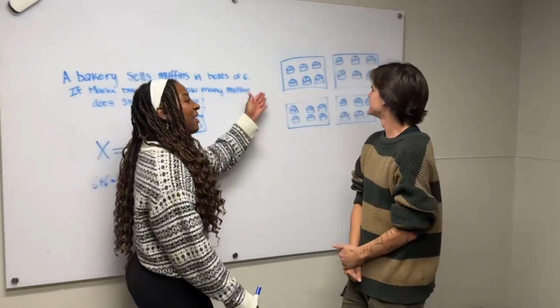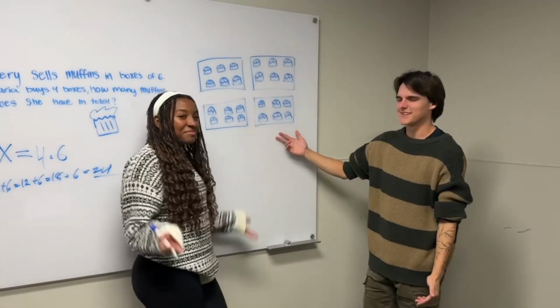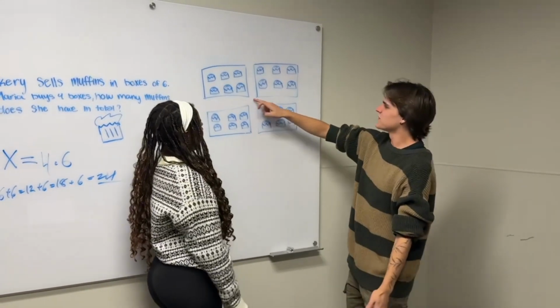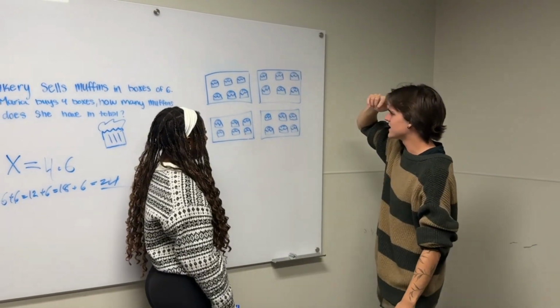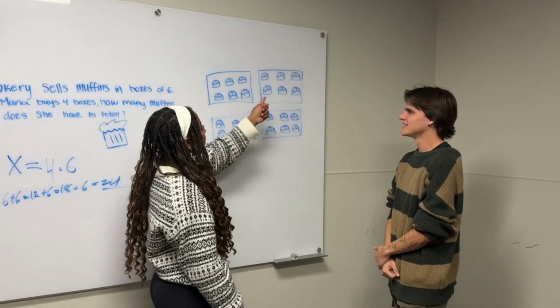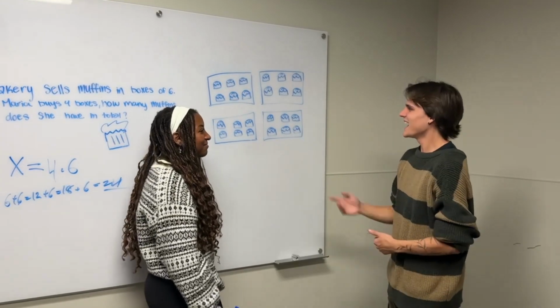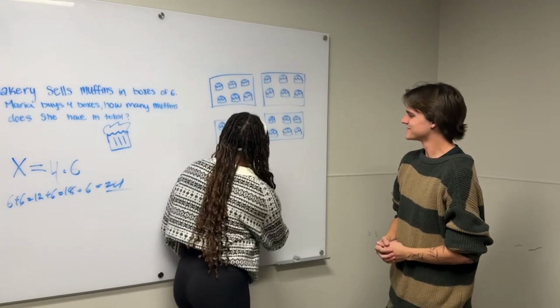Okay, let's work backwards and make sure we got it right. When did this get here? So these are the 4 boxes. Oh, and those are the 6 muffins in each box. Okay, I get it now. Yeah, it's really just addition. All we gotta do is count the muffins. Yeah, I get it. Yep, next time, don't stress.